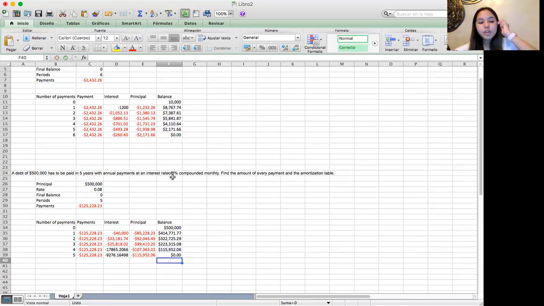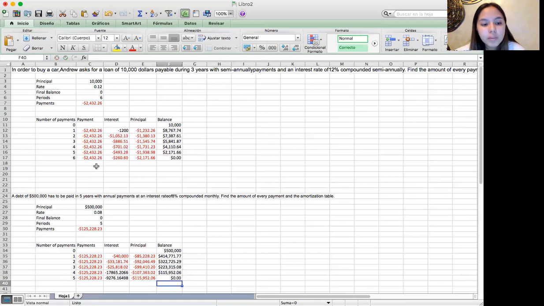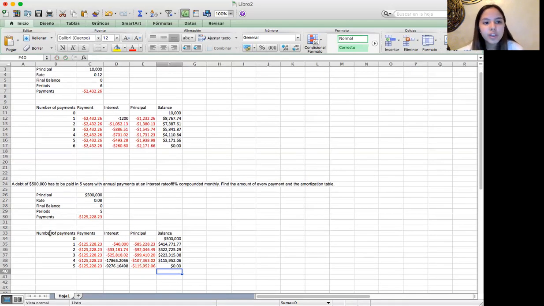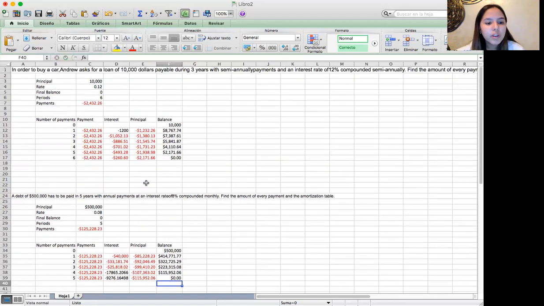Yeah. So this is how we do the tables of amortization in the two exercises, and we find that the final balance needs to be 0. And we also find every payment with the formula of payment. That is these numbers. And that's it. Thank you.